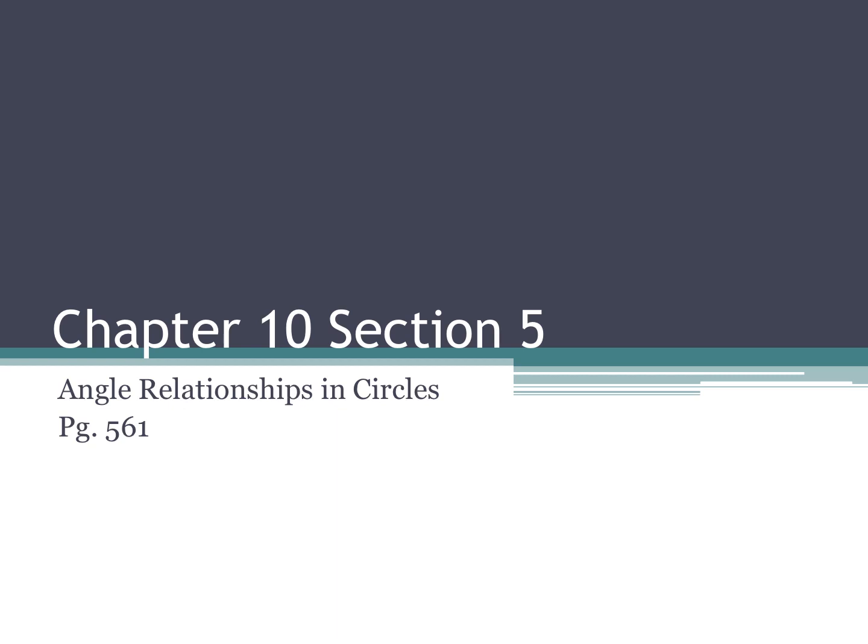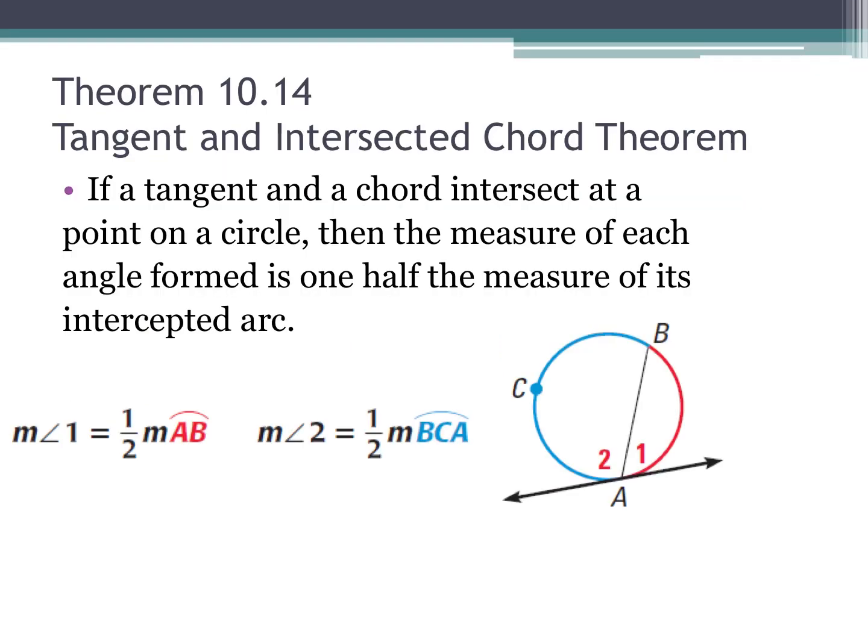So today we're going to cover chapter 10, section 5. Today we're going to see angle relationships in circles. So the first one is called the tangent and intersected chord theorem. And this one states that if a tangent and a chord intersect at a point on a circle, then the measure of each angle formed is 1/2 the measure of its intercepted arc.